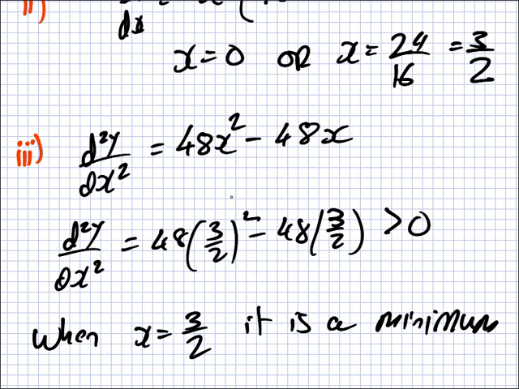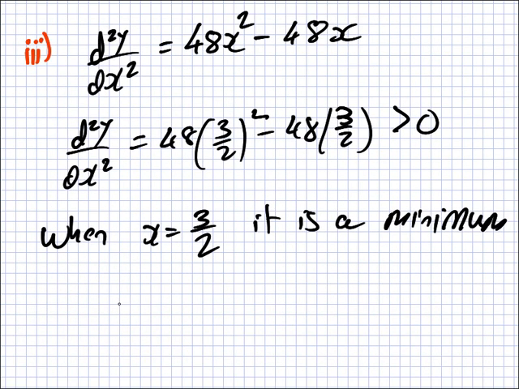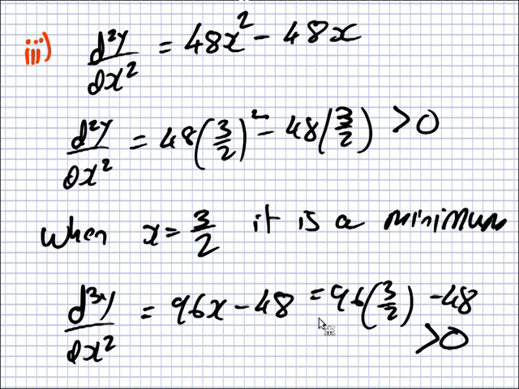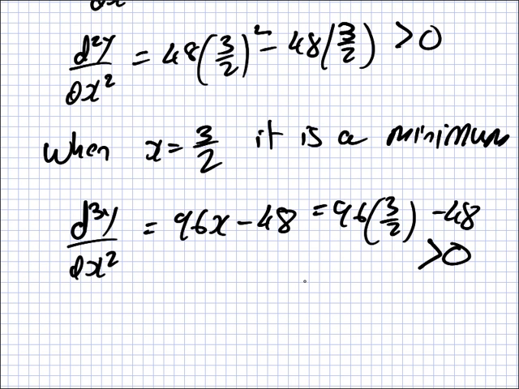But we have a bit of a problem with x equals 0. We're not sure what's happening. So what do we do then? Third derivative. And what's the third derivative here? 96x minus 48, isn't it? And if you put in 3 over 2, what do you get? Positive. And what does positive mean? What's a positive third derivative mean in here?